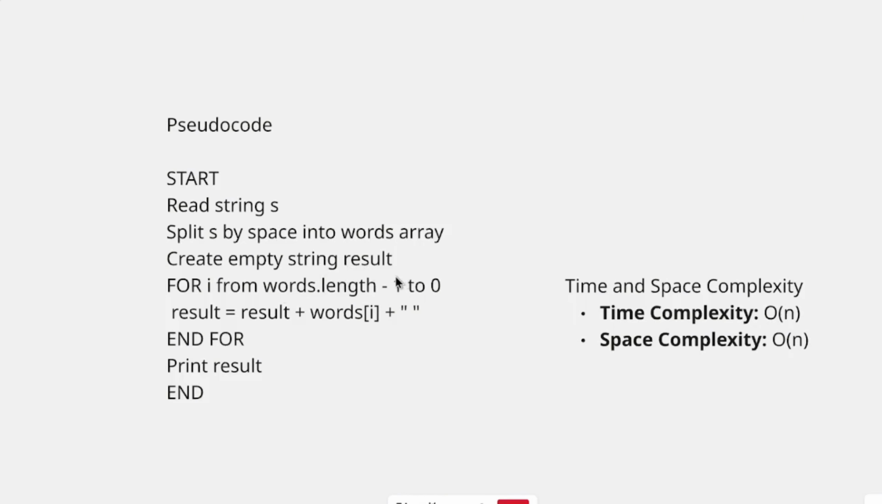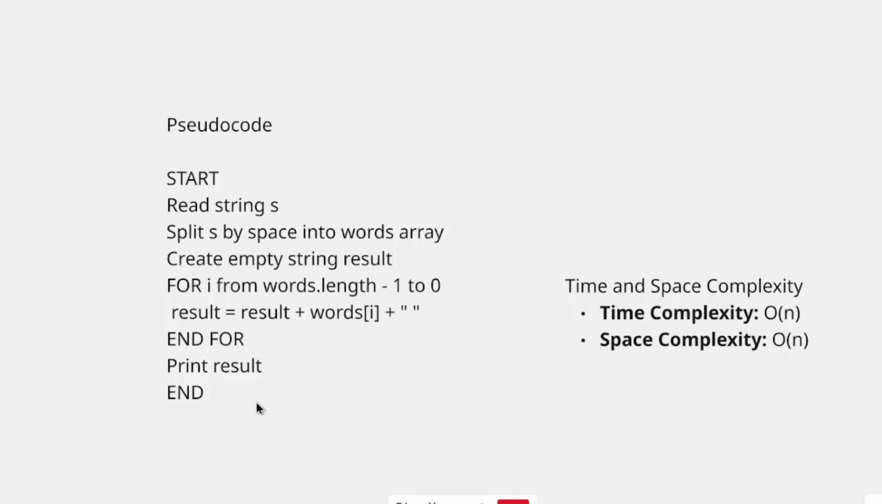The variable is result. In a for loop, we are traversing from the last index to the first index, which is from the last word to the first word. We have seen, we have "I love Java". If we reverse this, we get "Java love I". Like that we are going to traverse. After that, result equals result plus words of i and add a space. So we are appending the value to the result variable. After that, end the for loop and print the result.